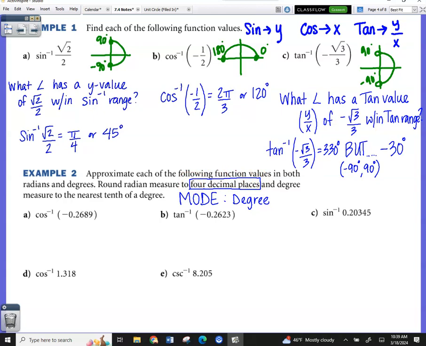Round radian measures to 4 decimal places and degree measures to the nearest 10th. What I did was I found the degrees on all of them, and then I multiplied. There are 3 different ways you can do this. You can find the degree answer for all of them, then change to radian and find the radian answer. I just found the degree answer for all of them, and then I converted the degrees to radians. If I'm going to radian, you multiply by pi over 180. So number 1 says cosine of this decimal.